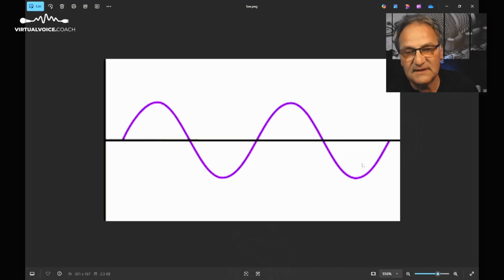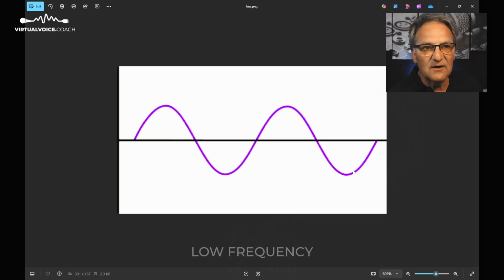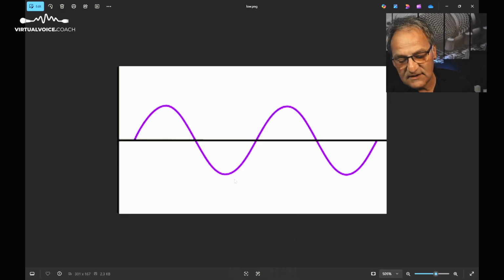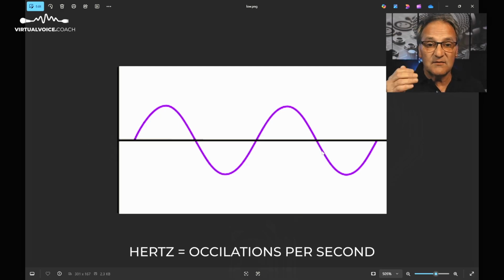Let me share, this would be a sine wave. Now the sine wave, this would be a lower frequency sine wave. So this is where the sine wave goes up and down. And remember, it's measured in oscillations or vibrations per second, which equals 1 hertz.